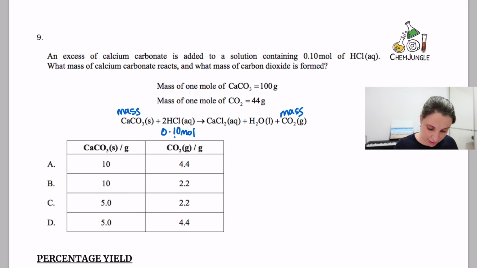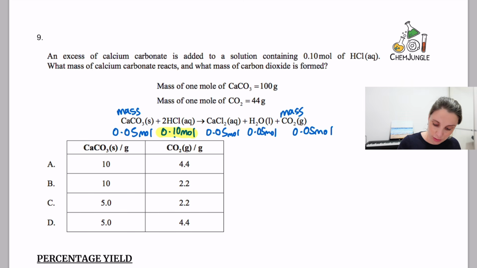So what we need to do is first look at the ratio here. If I've got 0.10 moles of HCl, then looking at the molar ratio, that must mean that I have 0.05 moles of the calcium carbonate. I would also have 0.05 moles of calcium chloride, 0.05 moles of this, and 0.05 moles of the CO2. So we're using that ratio of the big numbers, the coefficients, in front of each species. So now let's try and answer the question.